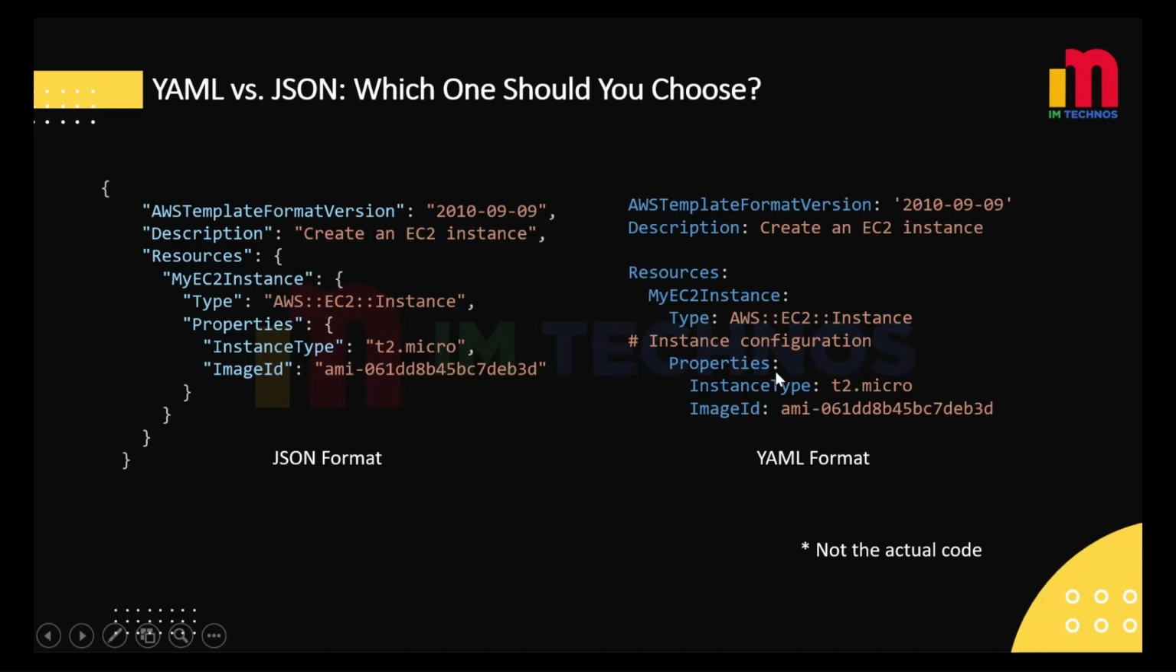So which one should you choose? It depends on your team and use case. If you are new to CloudFormation or want readability, go for YAML. If you are working with tools or systems that prefer JSON, stick with JSON. Personally, I find YAML more readable and simpler to work with, especially for beginners and larger templates. But at the end of the day, both get the job done.